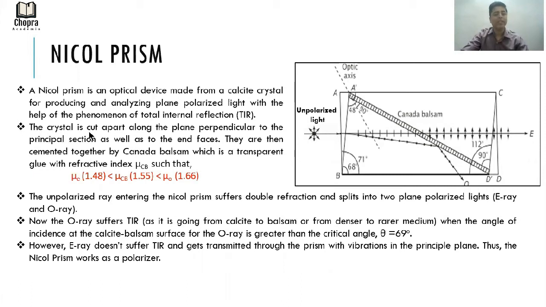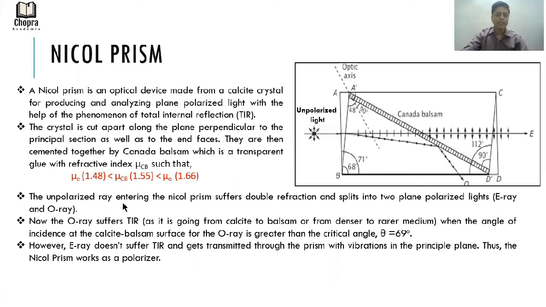The calcite crystal is cut apart along the plane perpendicular to the principal section as well as to the end faces. They are then cemented together with a liquid called Canada balsam, which is a transparent glue with refractive index mu CB, such that mu CB lies between the E ray and O ray refractive indices. So you see here, this is very important. Mu E value is 1.48, mu of CB is 1.55, and mu O is 1.66.